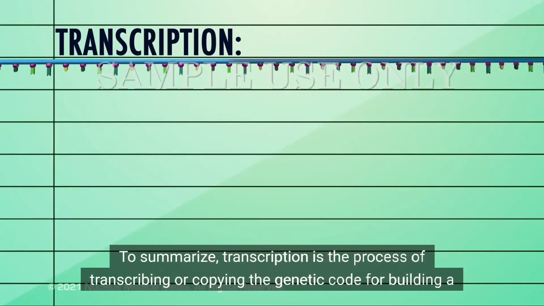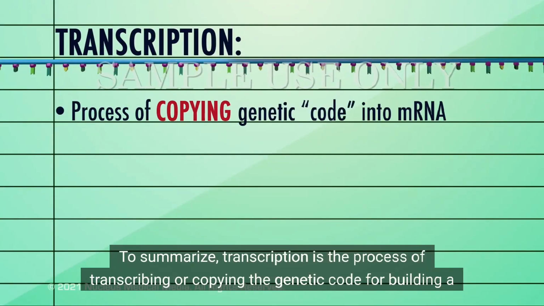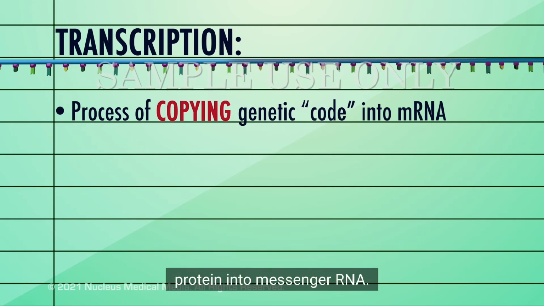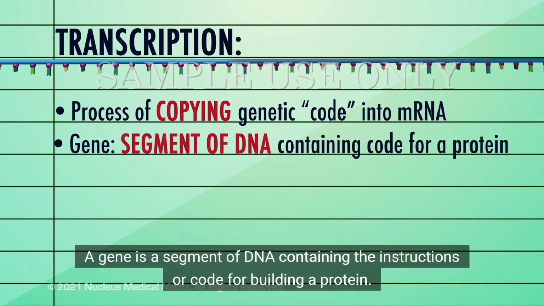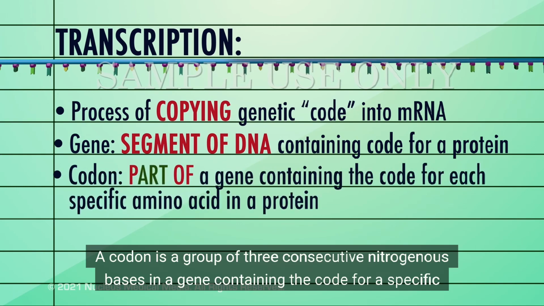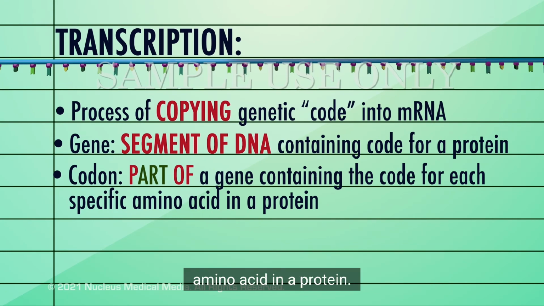To summarize, transcription is the process of transcribing or copying the genetic code for building a protein into messenger RNA. A gene is a segment of DNA containing the instructions or code for building a protein. A codon is a group of 3 consecutive nitrogenous bases in a gene containing the code for a specific amino acid in a protein.